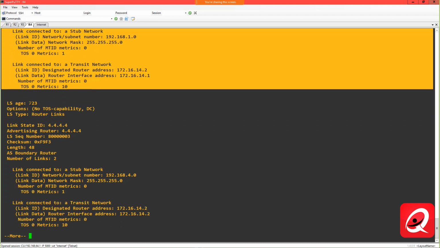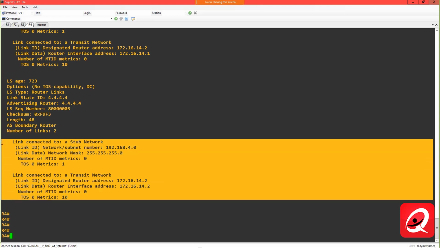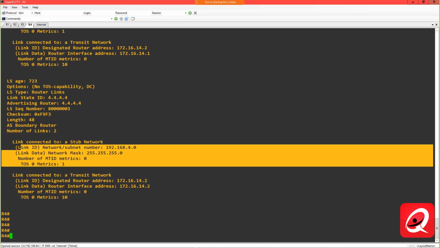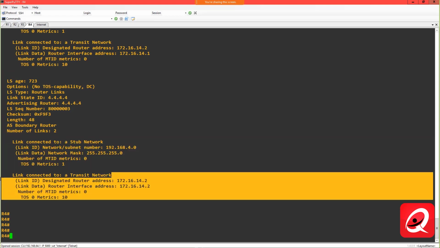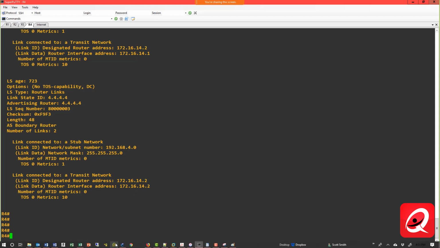And then I also see the links that I'm responsible for. Okay, so this is the loopback on router 4. This is the transit network on router 4. And of course, everybody's going to agree with that. Okay. Now, what's interesting about this is to define the scope here.